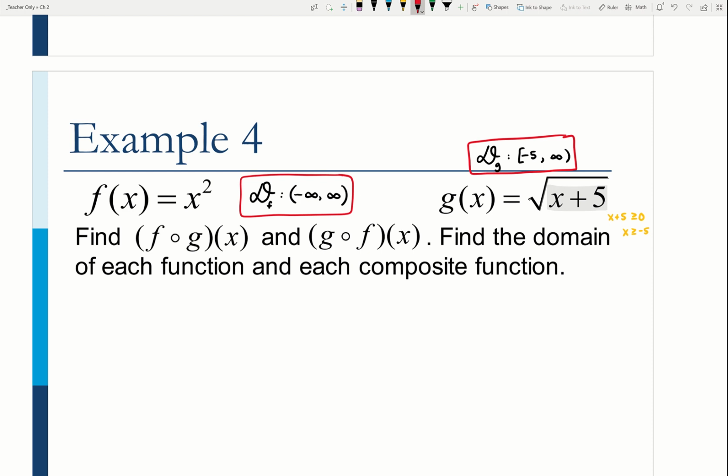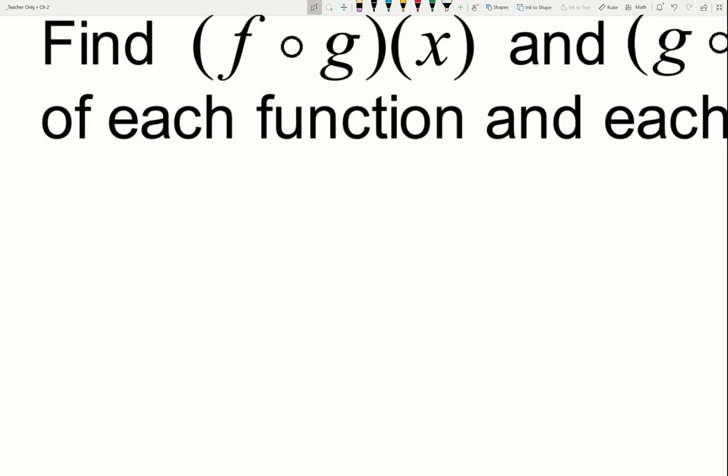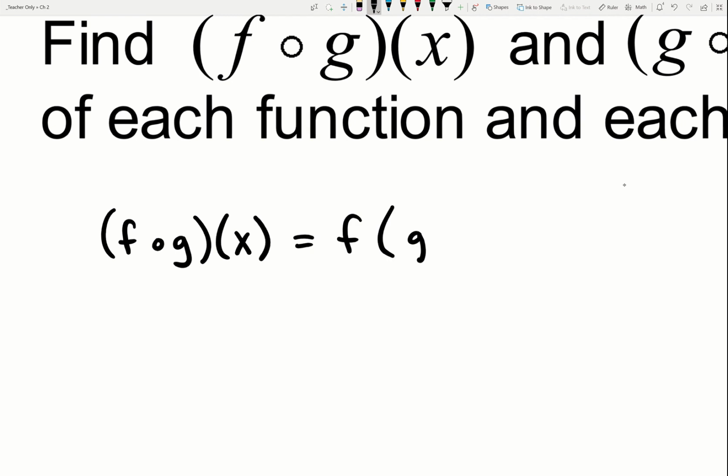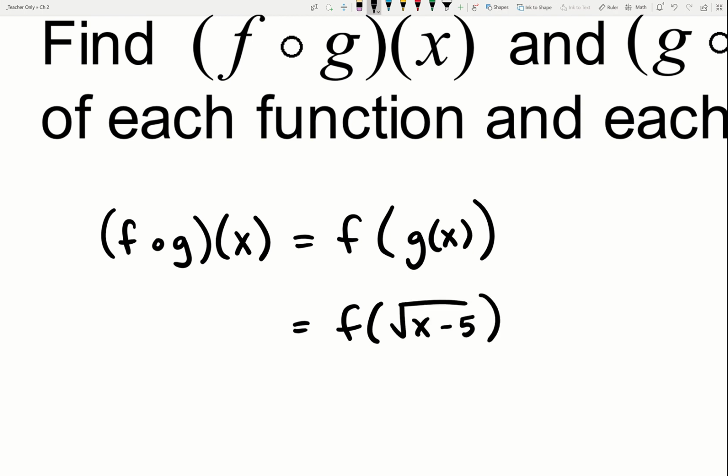So now that we have the domains of my original 2 functions, let's go ahead and actually calculate the compositions of these 2 functions. And we'll just do this really quickly because we've got a lot of practice with this a second ago. So f of g of x, that is defined to be take f and input the output from g. And of course, the output from g looks simply like the square root of x minus 5.